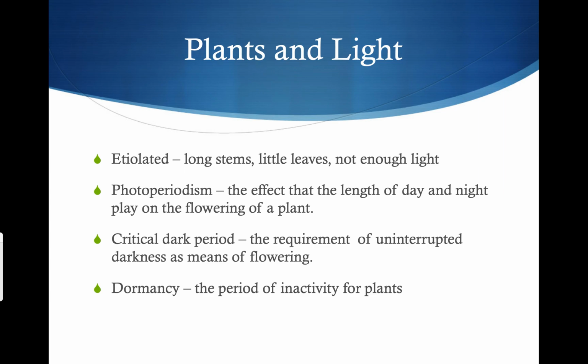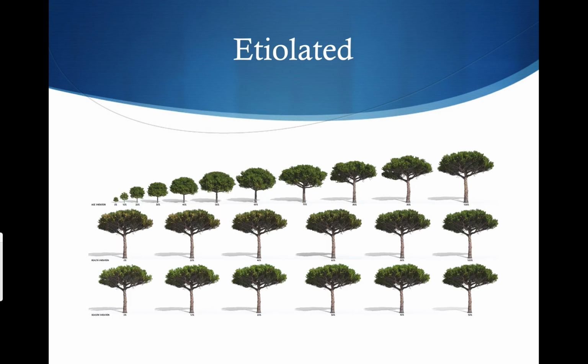Dormancy is the period of inactivity for plants, right? So grass in the winter, when it gets really cold, you can see grass where it looks brown. Sometimes the grass has just gone dormant, okay? So it's inactive. It's not doing photosynthesis and everything like that. It's like hibernating, okay?